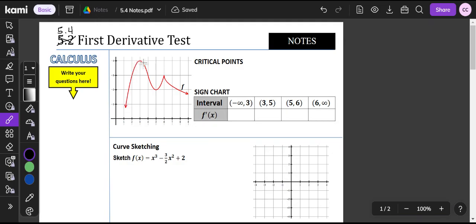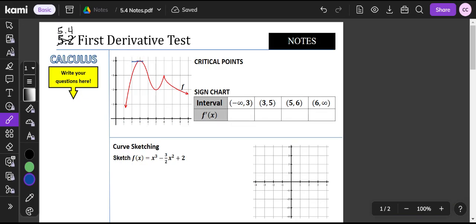So if you are given a curve of a function, remember, first of all, critical points. These are potential points where there are maximum and minimum values. Another way to look at it, it is where the derivative of the function is equal to 0. So remember, derivative is slope.